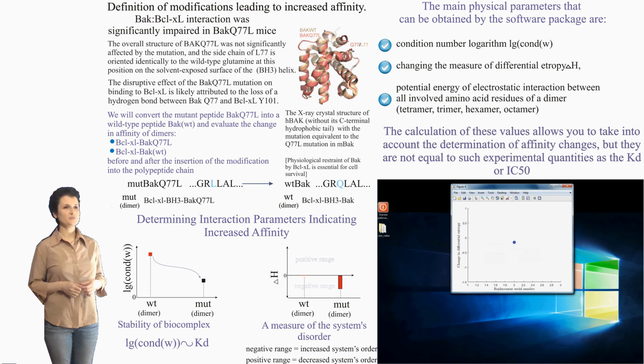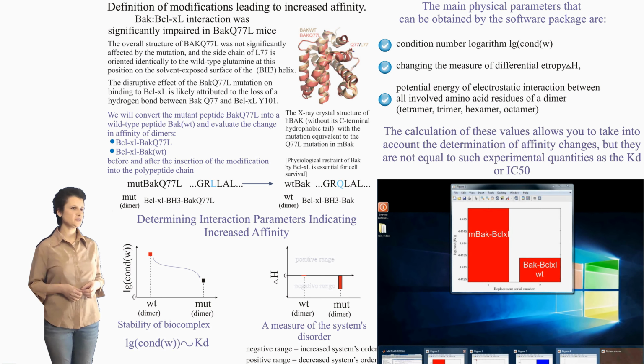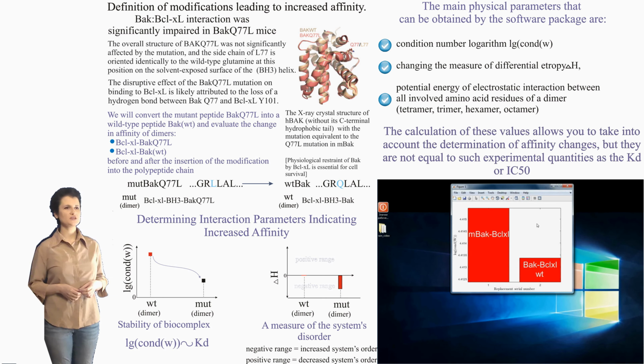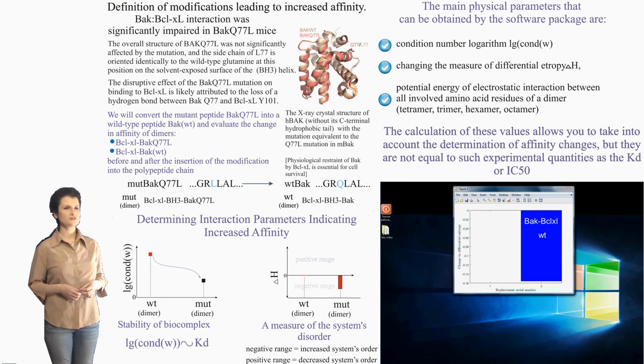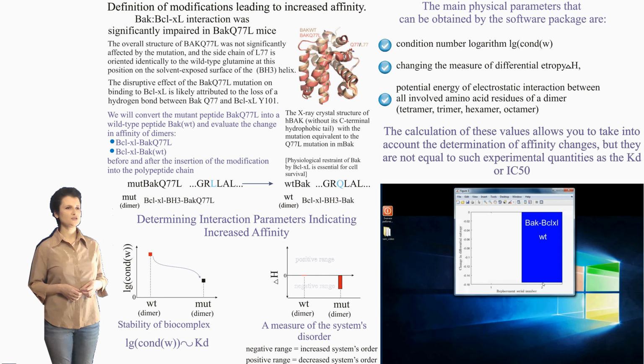In this video, we pay special attention to determining the stability of biological molecules and the range of affinity, under the condition that LG con W is proportional to the dissociation constant. This relation is true if additional conditions are met. First condition: the measure of change in differential entropy is determined from the law of normal distribution. Second condition: the behavior of the value LG con W and the change in entropy should be consistent.